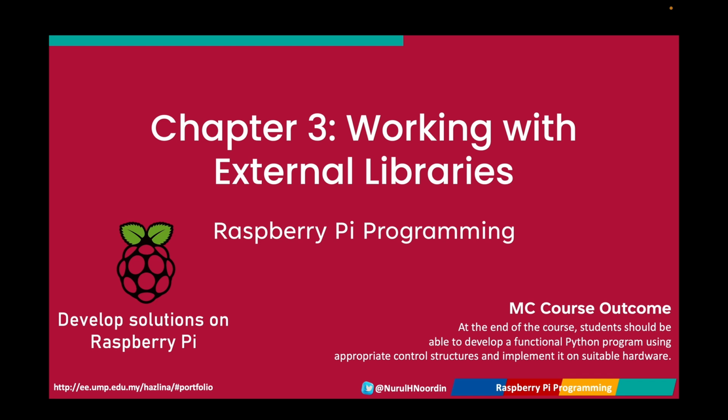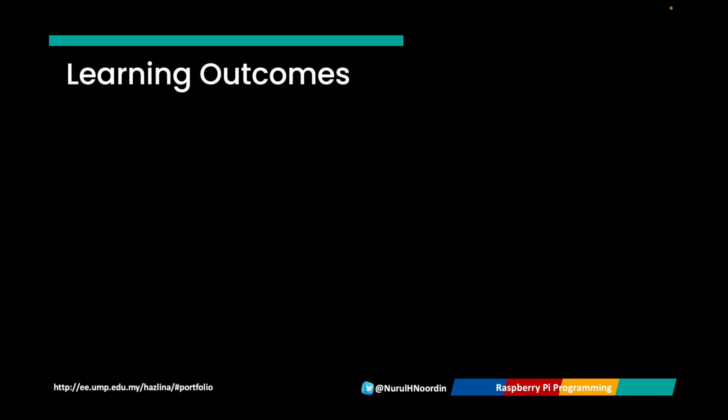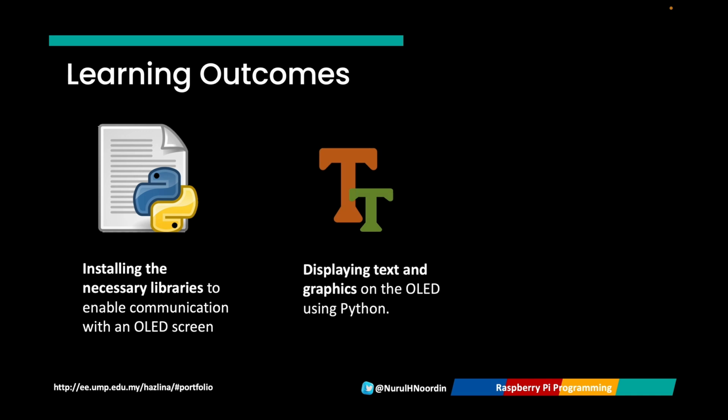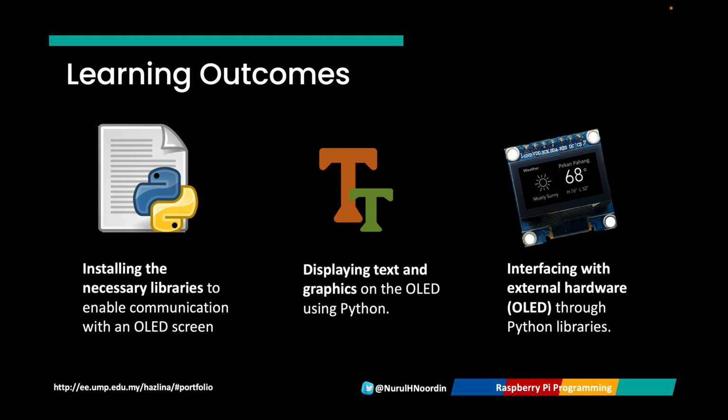In this chapter, we will focus on working with external libraries, specifically using Python libraries to interface with an OLED. Throughout this module, we will cover installing the necessary libraries to enable communication with an OLED screen, displaying text and graphics on an OLED using Python, and interfacing with external hardware through Python libraries.